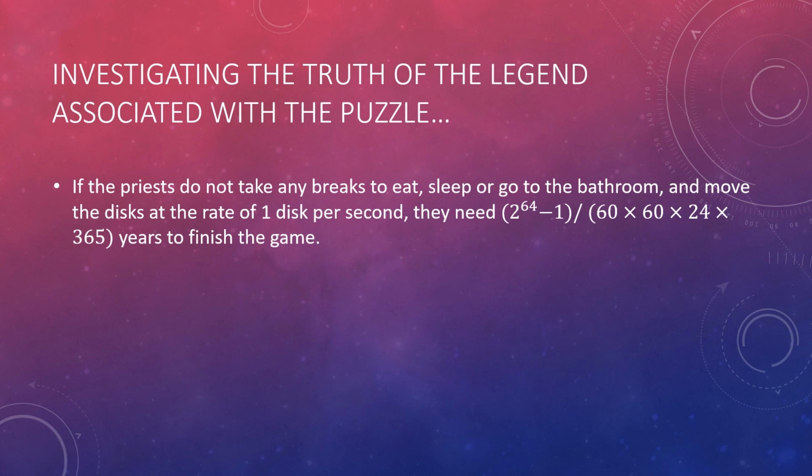So let us convert the unit so that it becomes easier for us to understand. Divide this by 60. This becomes minutes. Divide this by 60. This becomes hours. Divide this by 24. This turns into days. Divide this by 365. This turns into years. So they need this many years to finish the game.